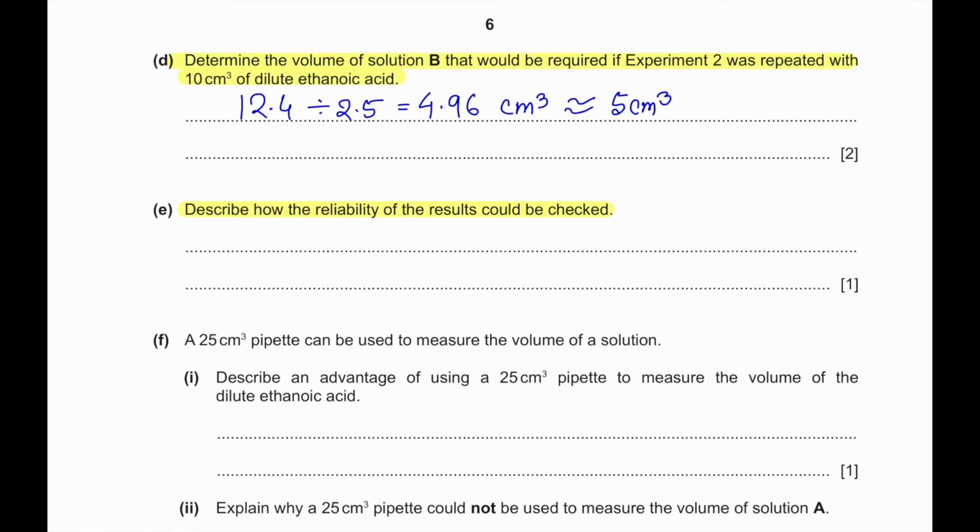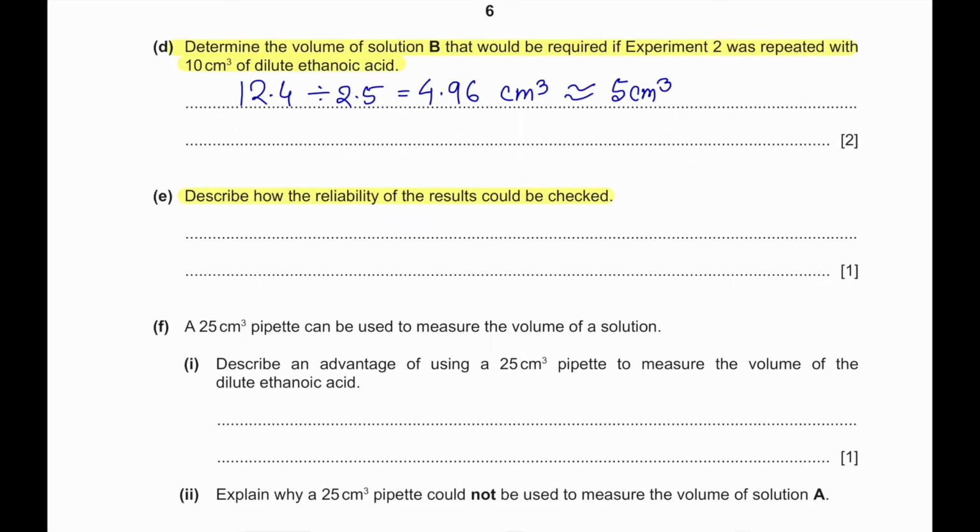Part E. Describe how the reliability of the results could be checked. Whenever talking about reliability of results, we must understand that repeating an experiment will produce similar results again and again. And when we compare the results, we can improve the reliability of that result. So we'll have to repeat and compare the results.